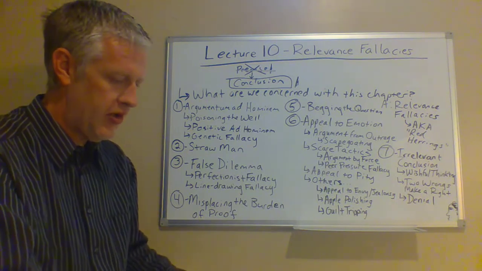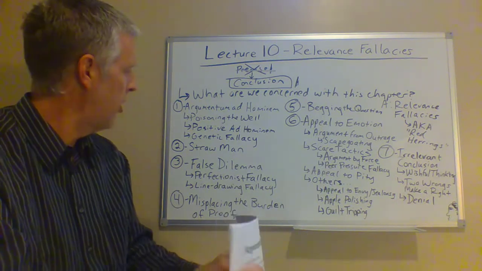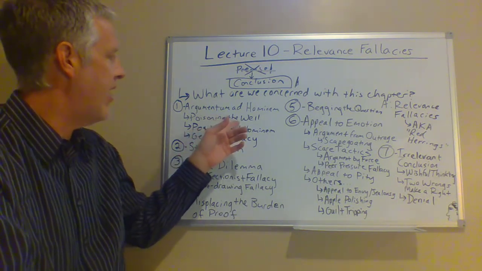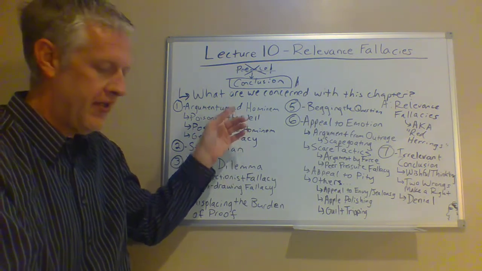Okay, turning to slide 5, we'll get into then the subtypes of ad hominem fallacies.